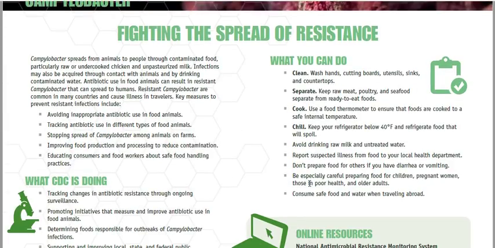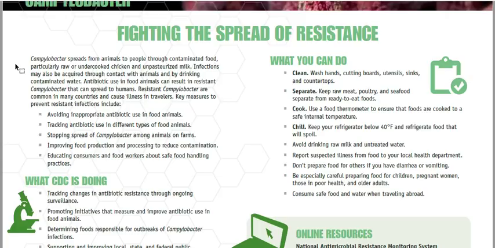Fighting the spread of resistance. CL spreads from animals to people through contaminated food, particularly raw or undercooked chicken and unpasteurized milk. Infections may also be acquired through contact with animals and by drinking contaminated water. Antibiotic use in food animals can result in resistant CL that can spread to humans. Resistant CL are common in many countries and cause illness in travelers.